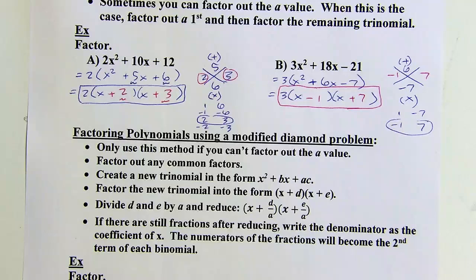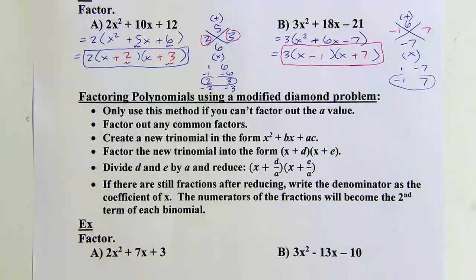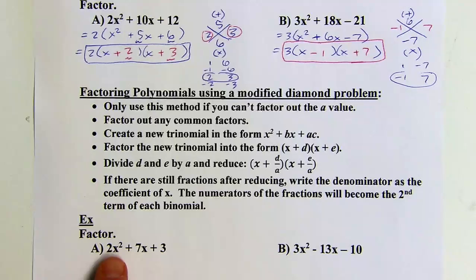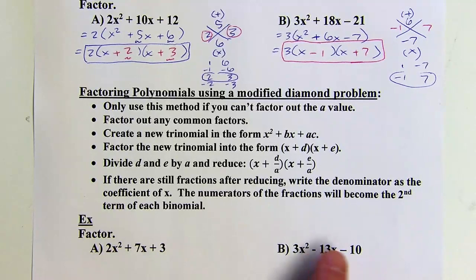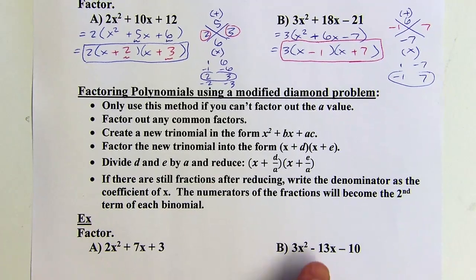It's just one extra step. Sadly, you can't always factor it out. Okay, so if you look at these 2 examples at the bottom of the page, 2 doesn't go into 7 or 3, and then 3 doesn't go into 13 or 10. So I can't factor out the 2 and the 3.